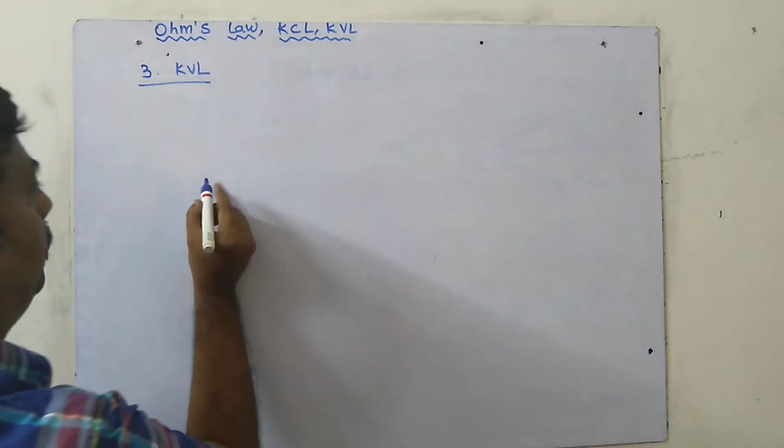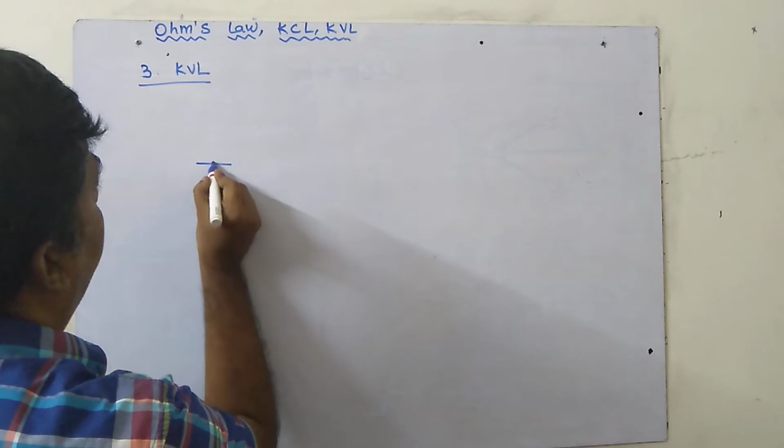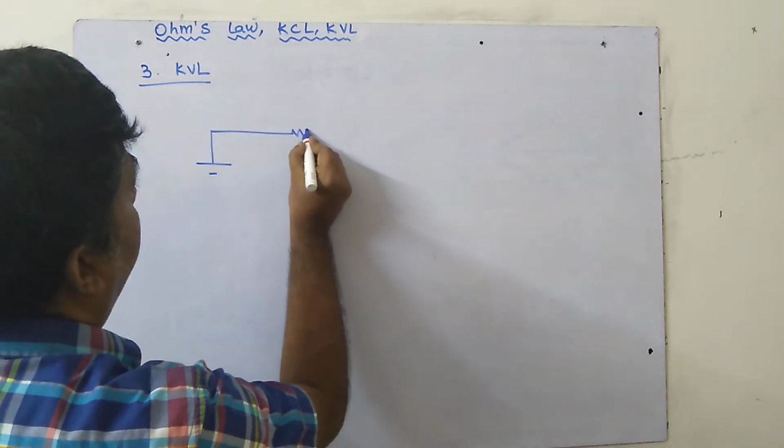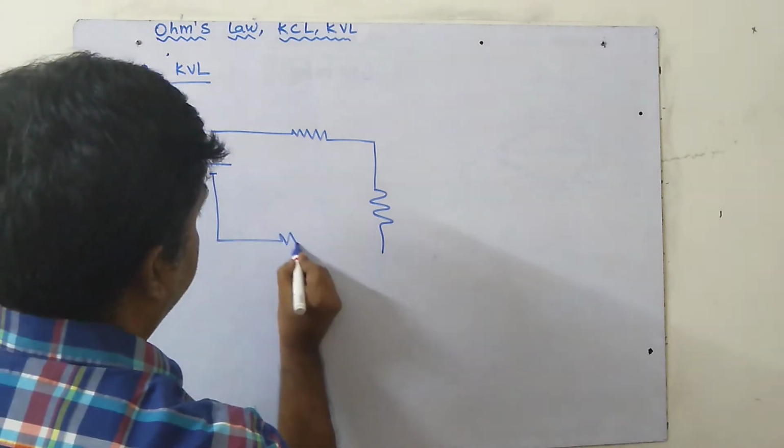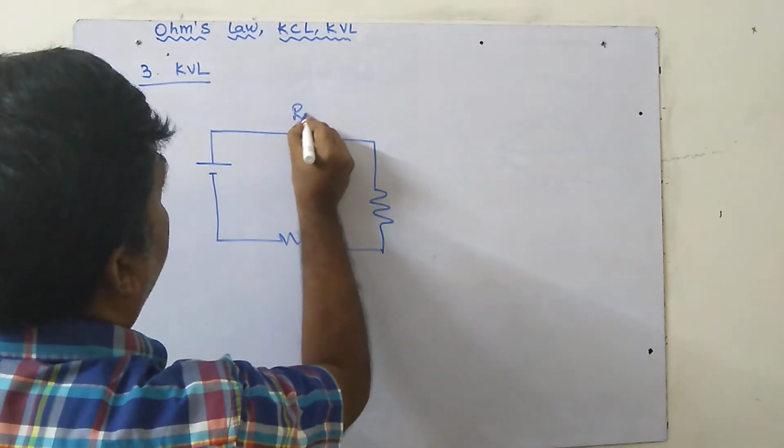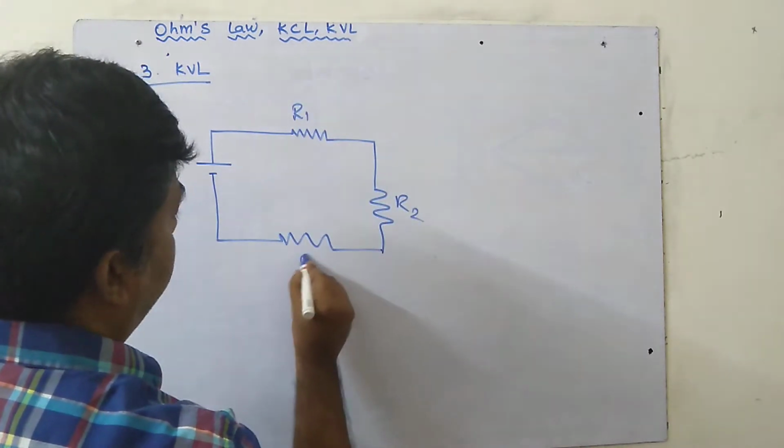Okay, here it is a closed path. For example, closed path means I will take a circuit like this. In a closed path, I am taking a resistance like this, and this, and this. Okay, this is R1, this is R2, and this is R3.